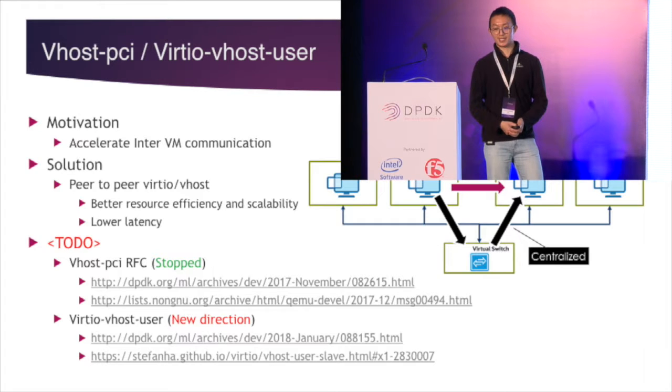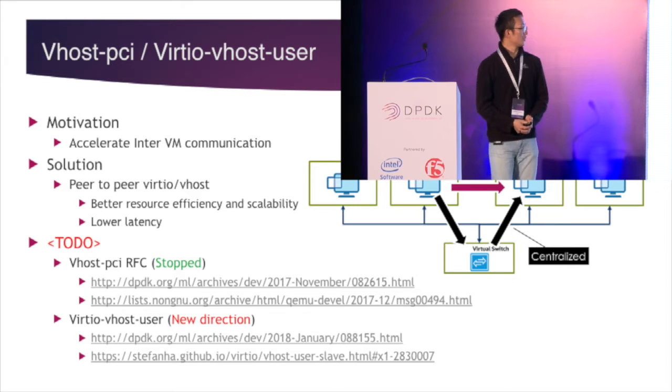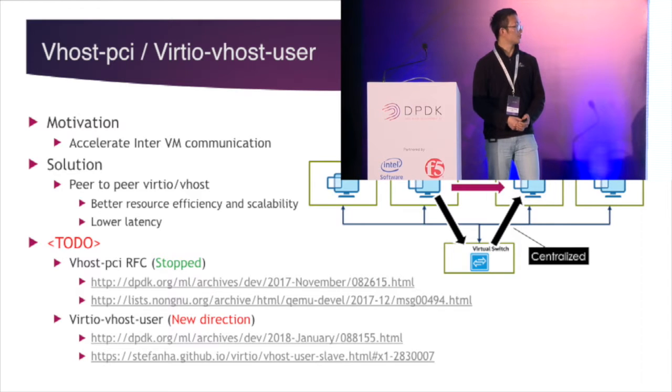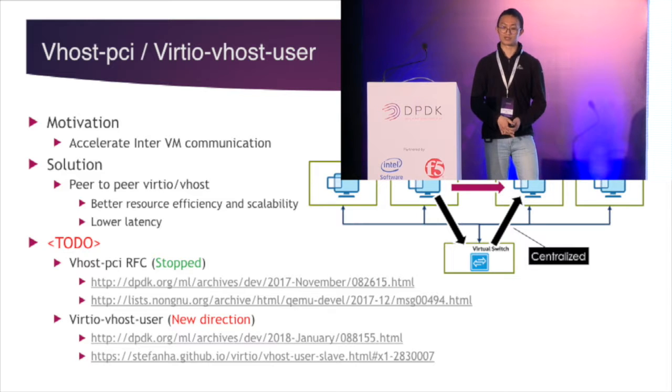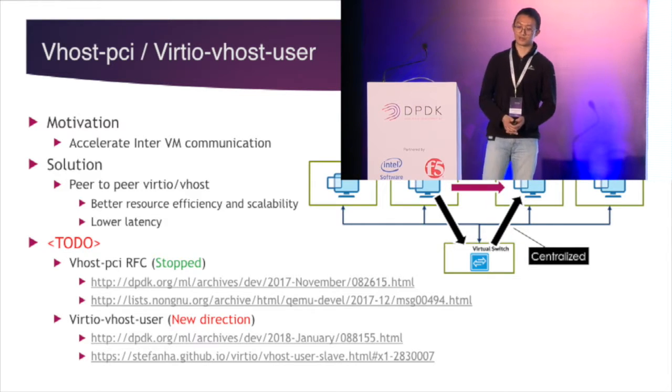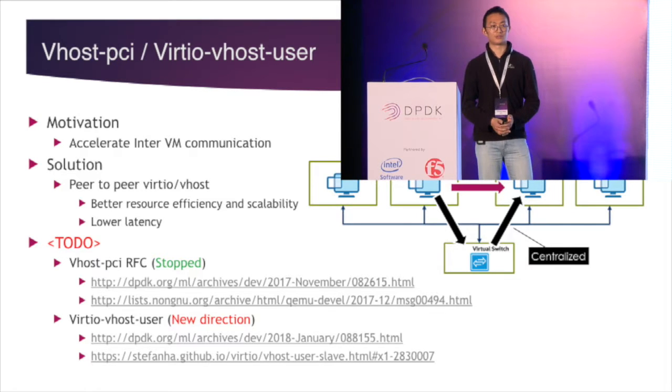So Vhost PCI is invented to solve this issue. Instead of a centralized virtual switch, we can use a peer-to-peer channel to do the inter-VM communication. This can boost performance, but because it's also a virtual Vhost interface, the absolute performance should be the same if you provide enough resources, but it can save cores. You don't need the virtual switch cores to do the transaction for you.